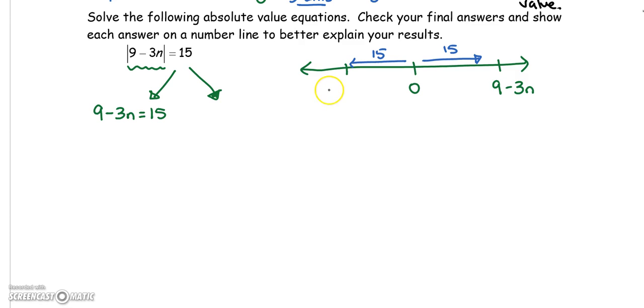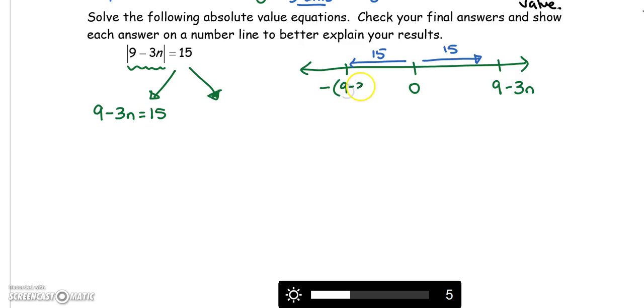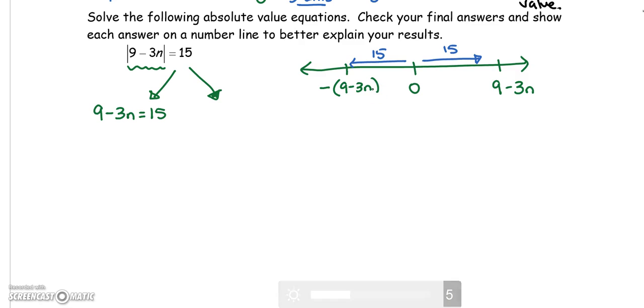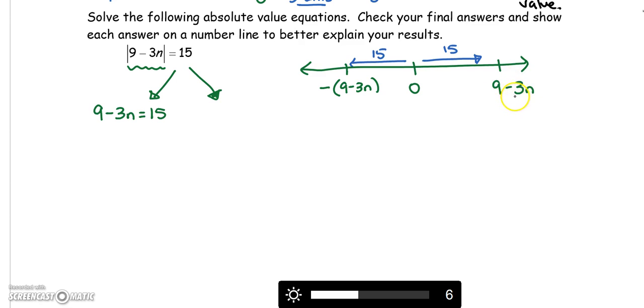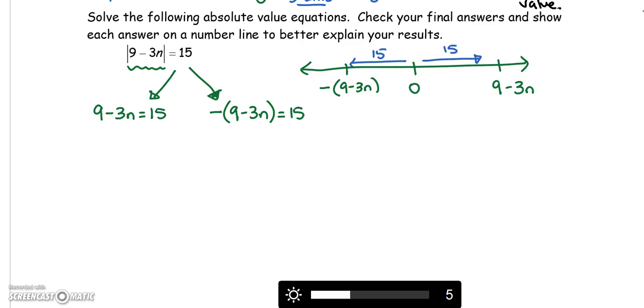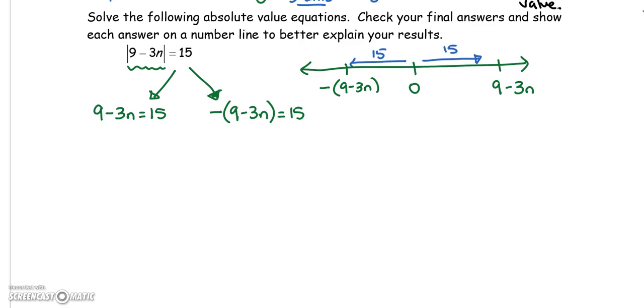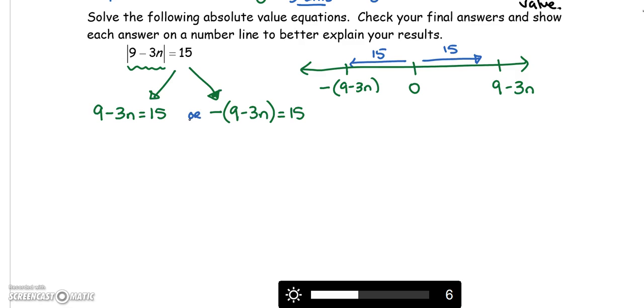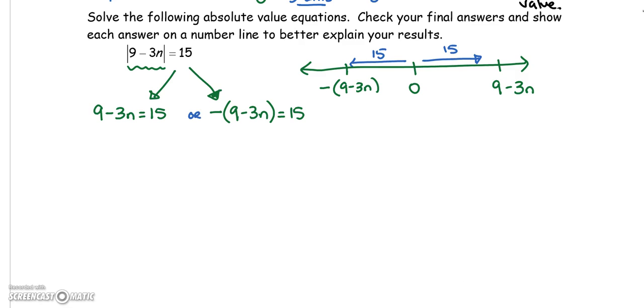Well, if I move in the negative direction, this would be negative 9 minus 3n. So I have two equations. 9 minus 3n could equal positive 15, or negative in quantity 9 minus 3n equals positive 15 as well. So it's got to be one or the other, but we have to consider both scenarios, okay? So that's why we create two equations, and I'm going to go ahead and put an or because it's going to be one or the other. All right, so let's go ahead and solve both of these equations.